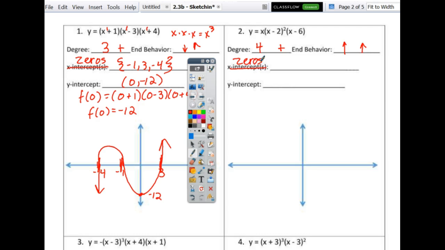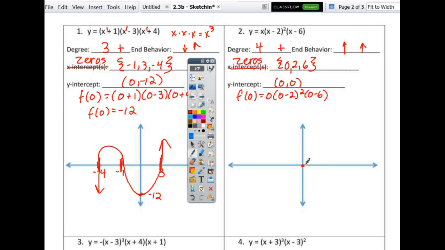How many zeros do I have? I have 3. So I have the 2, so I have 2 and 6. What's the other one? That's correct. You need the 0 because that's also a factor. And my y-intercept, I'm going to fill in the 0. So after I fill in the 0, what's 0 times everything? 0. So my y-intercept is 0, 0.